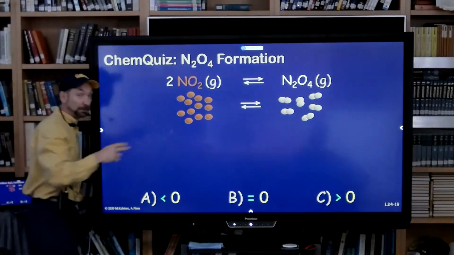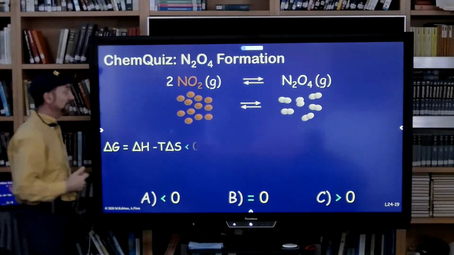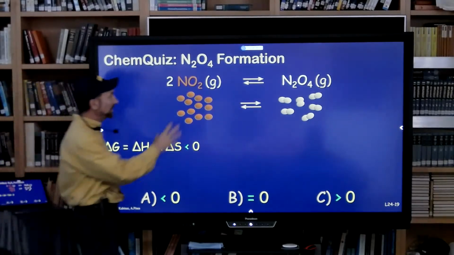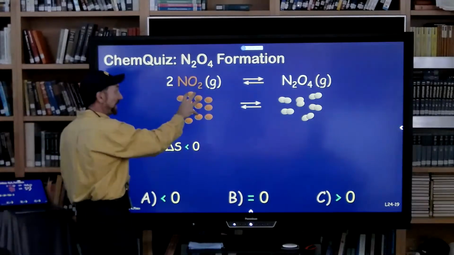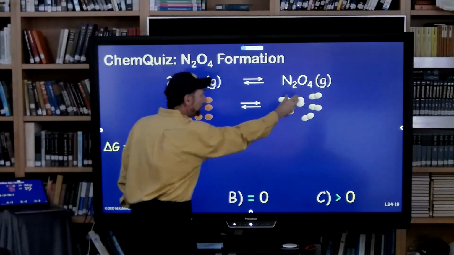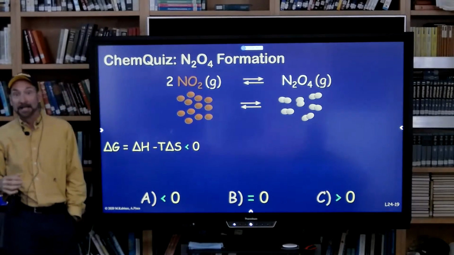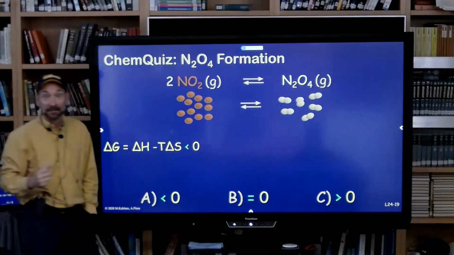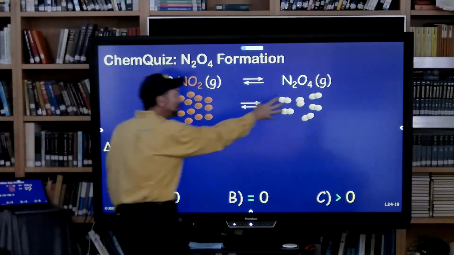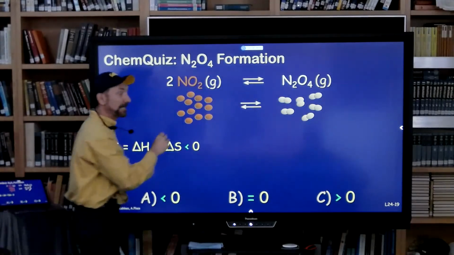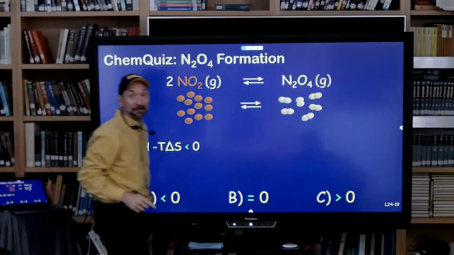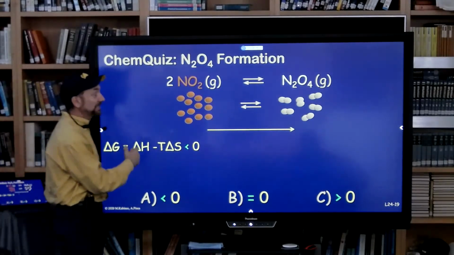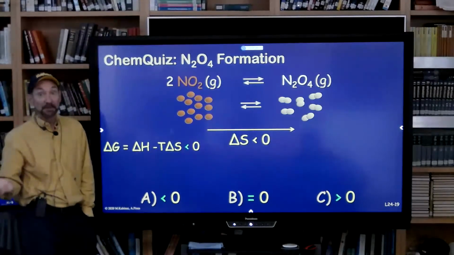So we told you it is spontaneous. So the free energy change has to be less than 0. But just by inspection here, you can say there's half the number of particles in the products as opposed to the reactants. So the number of ways you can arrange half the particles is smaller. There are fewer microstates available on this side than this side. That's a decrease in entropy. So delta S is going to be negative, and we can predict that just by inspection. We don't even have to go to a table.